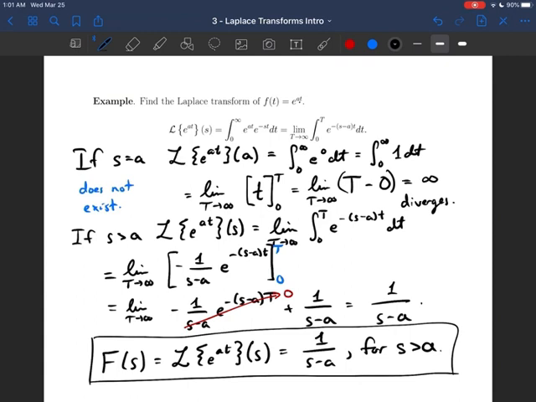If you try to do this with s less than a, what you'll find is that it again diverges, because our exponents here are going to have positive coefficients. And so as t goes to infinity, the whole thing will diverge. All right, so that's the Laplace transform. We're going to remember that one for later. We'll come back to it. We're going to want to list all of the ones that we find eventually.